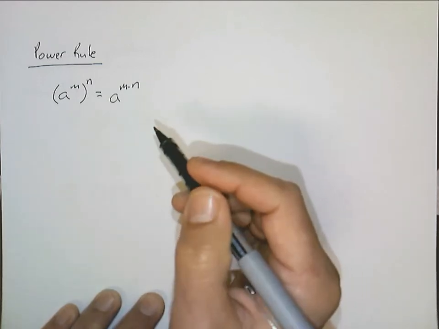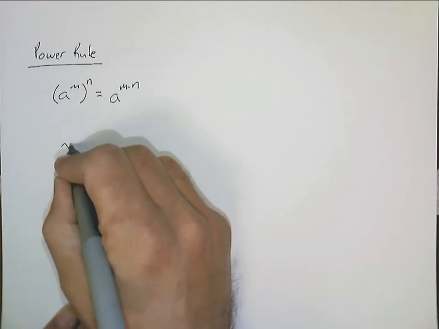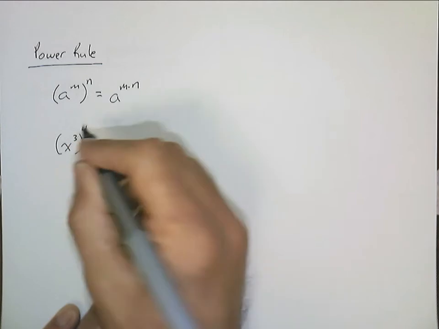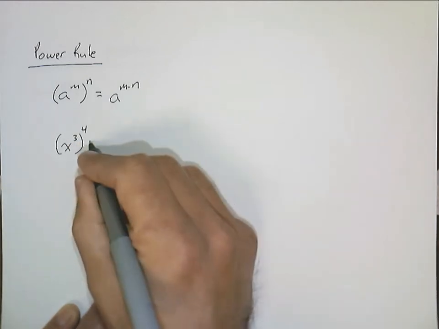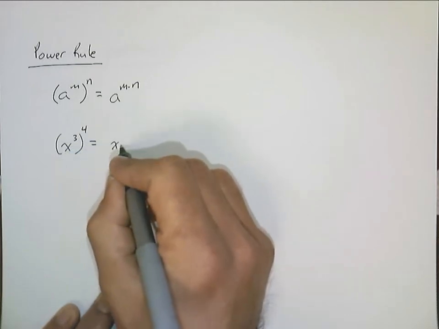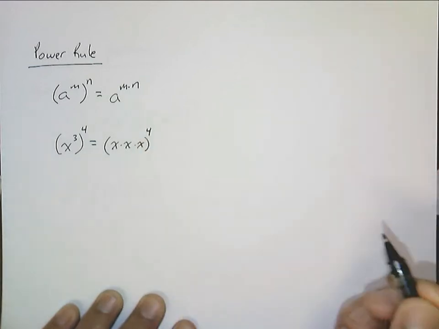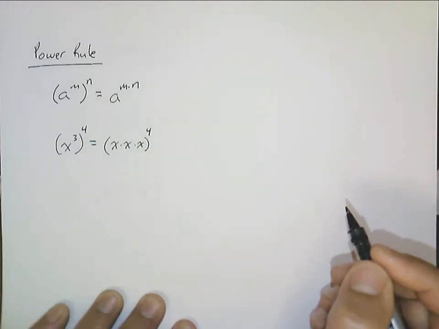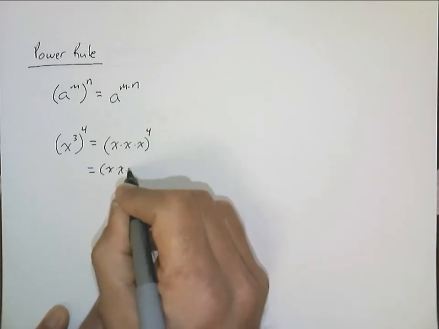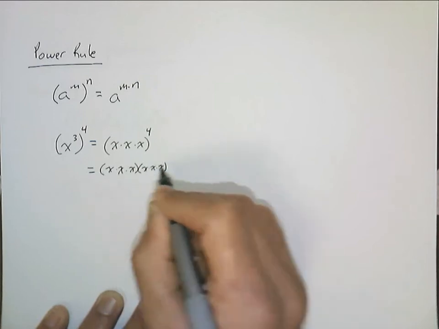Again, not something to memorize. Just work a simple example. Suppose we have x cubed, but then we want to raise that to the power of 4. Pretty simple. X cubed is x times x times x, and that's going to be raised to the power of 4. But this is now 4 copies of this x times x times x, all being multiplied together.